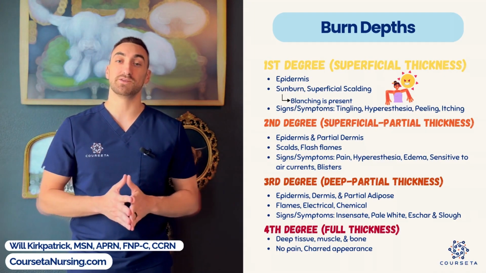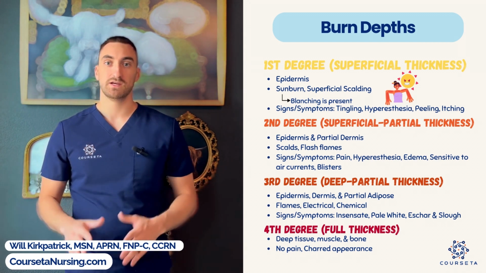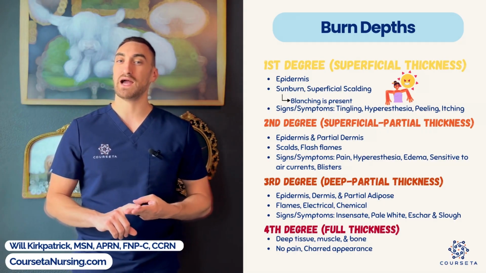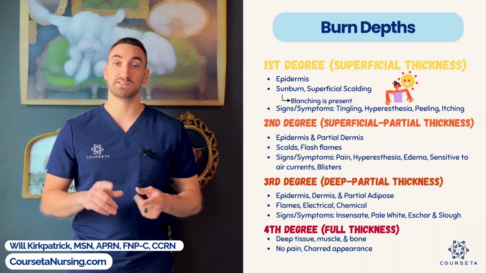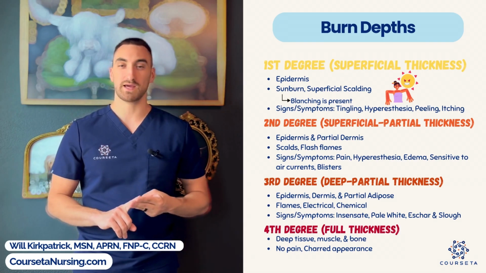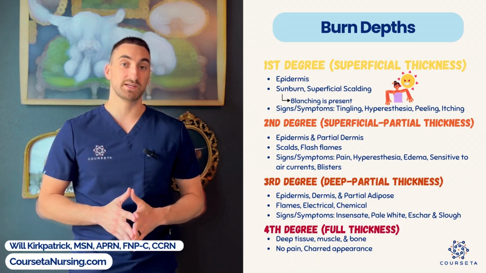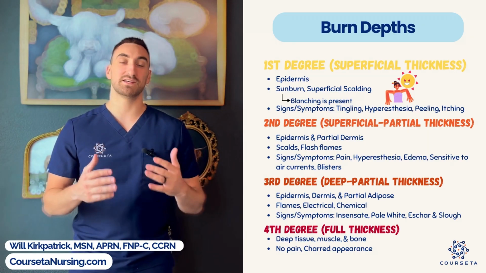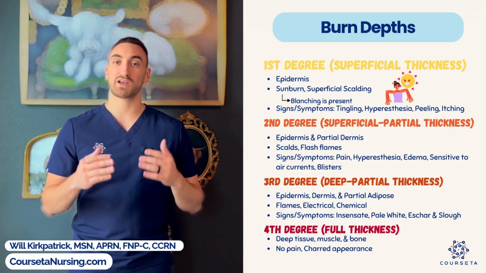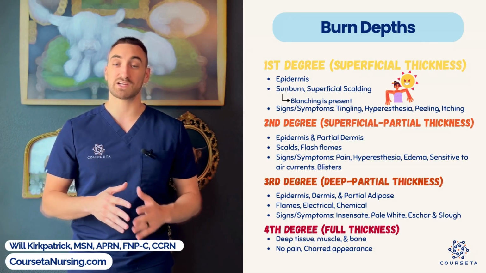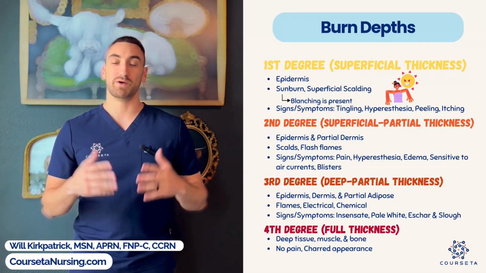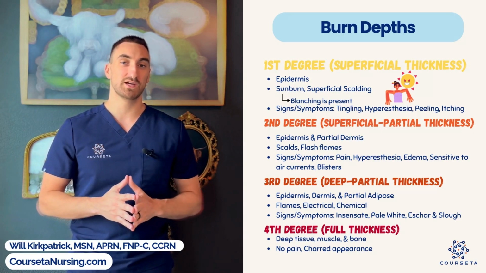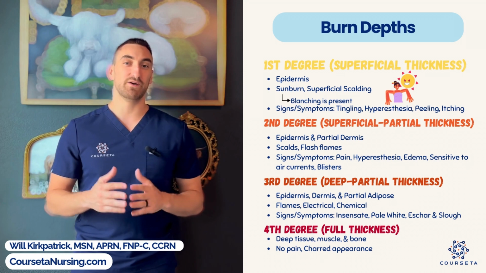Next is third degree, so that is deep partial thickness. The layers of skin involved is epidermis, the dermis, and partial adipose tissue. Common burn injury types is flames, electrical, and chemical. Now a key thing to remember with this is the sensation. Things are not as sensitive as the first or second degree. Second degree would be the most sensitive, where they can actually feel it with air currents. But third degree, you're not really going to have much sensation left because it actually went through that dermis where most of the nerves are stored, and it's now in your adipose tissue.